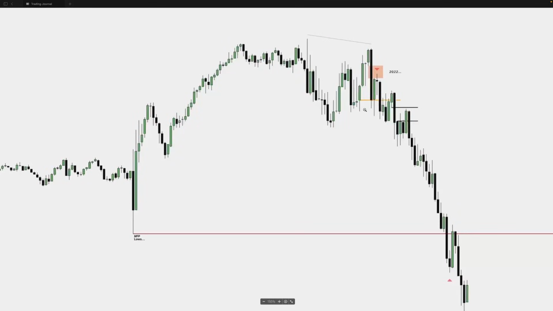It broke a low. Now, everyone says the 2022 model doesn't work. It doesn't work because they don't trade it with context. It doesn't work because they're trading it as a pattern. It's not a pattern. This is not random. Breaks the low, trades into the gap. I took my entry here, and then I took my exit at the lows.